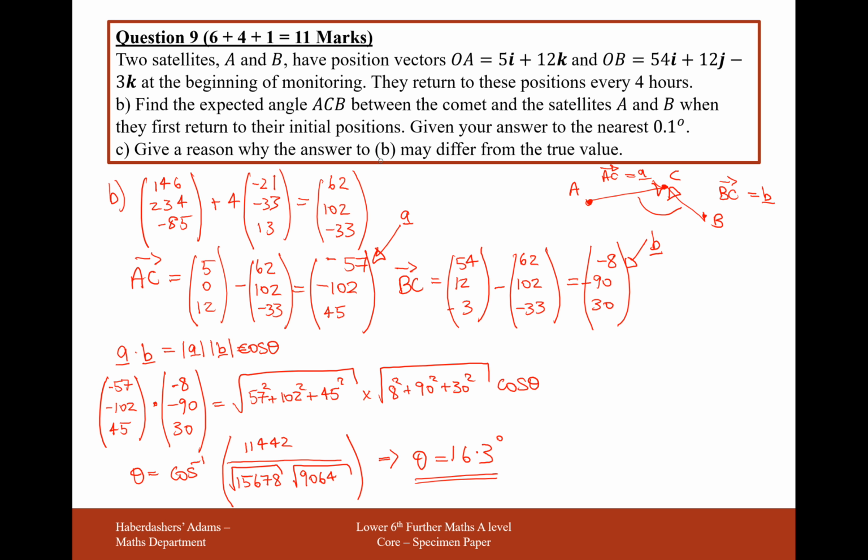Give a reason why the answer to B may differ from the true value. The reason that the answer to B may differ from the true value is that comets generally don't travel in straight lines. They travel in curves. Alright then, so 11 marks for that question.